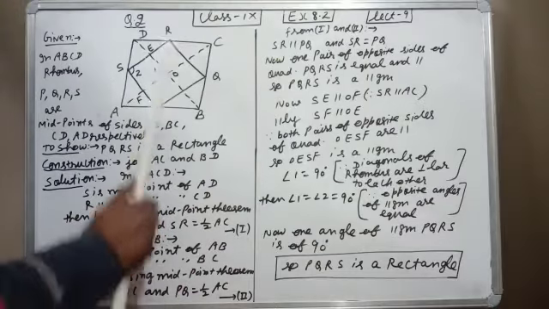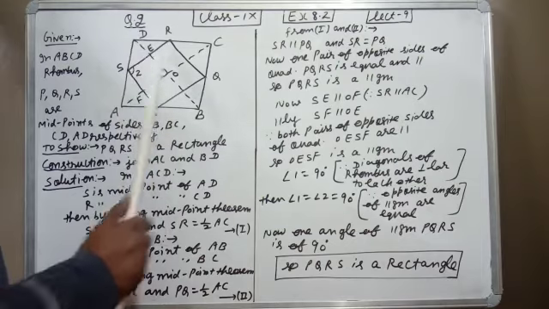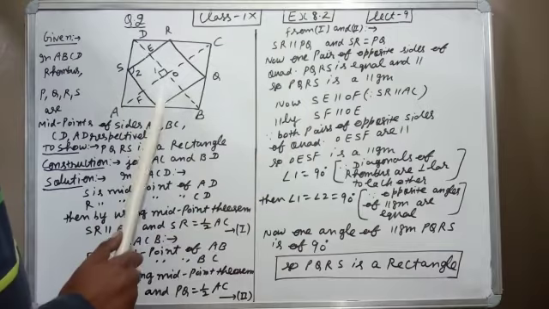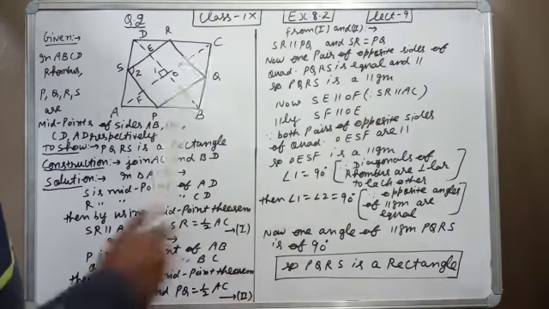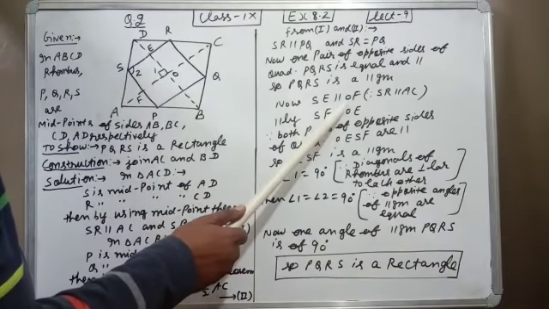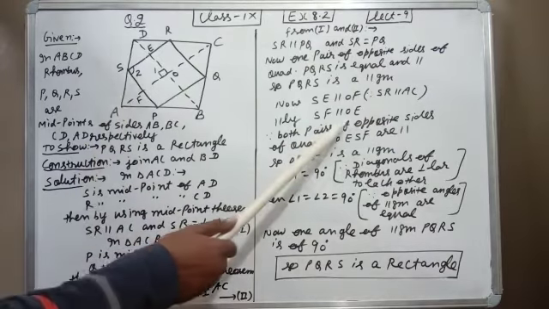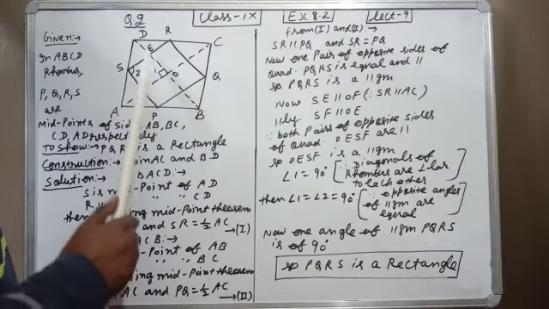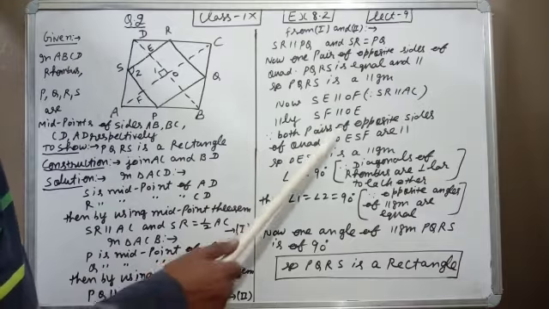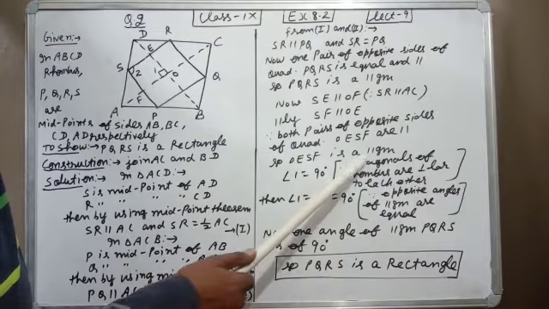Now we have proved PQRS is a parallelogram, but actually we want to prove it is a rectangle. If we prove that any one of these four angles is 90, then we can say it is a rectangle. SR and AC are parallel from here. SE is part of SR and OF is part of AC, so SE and OF are also parallel if SR and AC are parallel. Similarly, SF and OE are also parallel. So in this small quadrilateral OESF, both pairs of opposite sides are parallel, so OESF is a parallelogram.